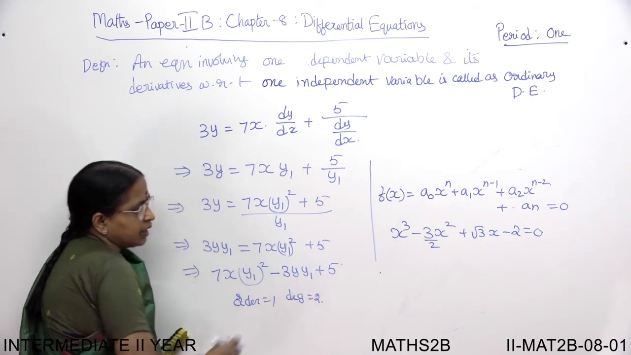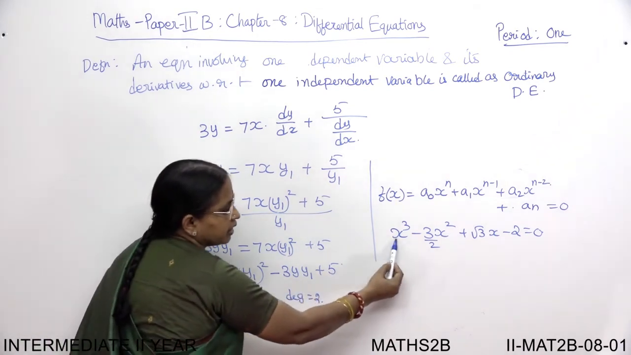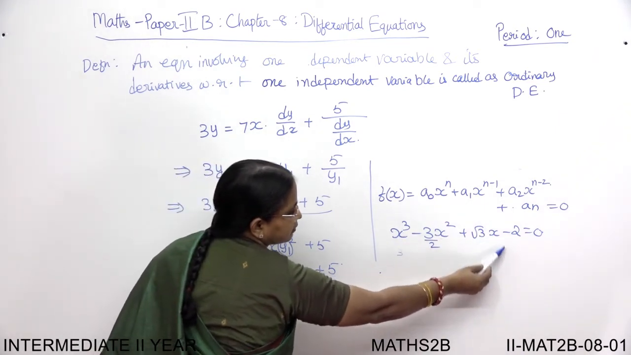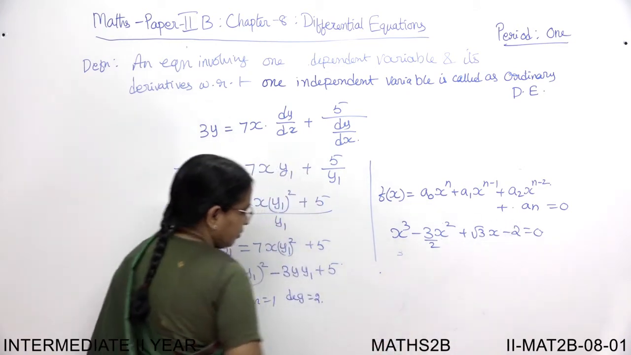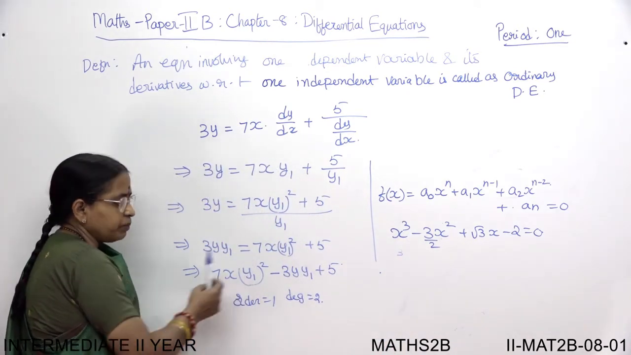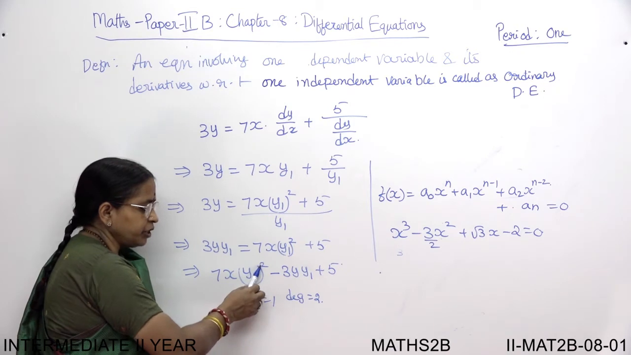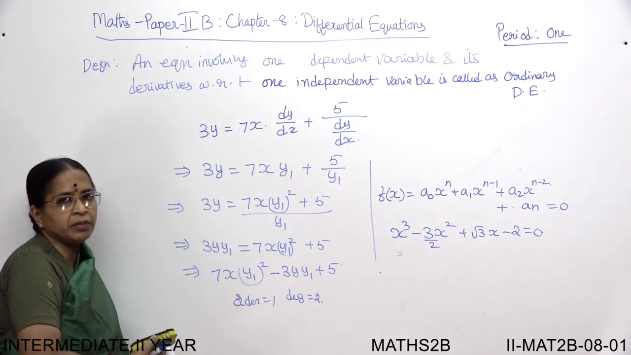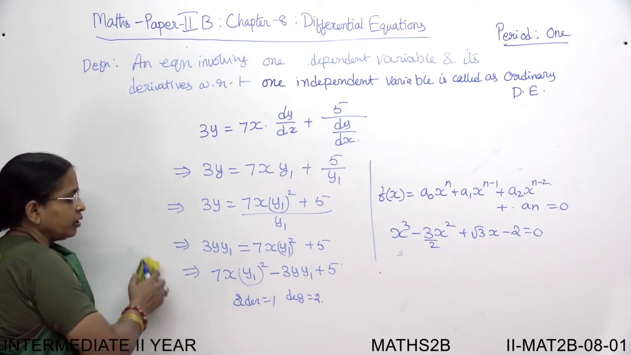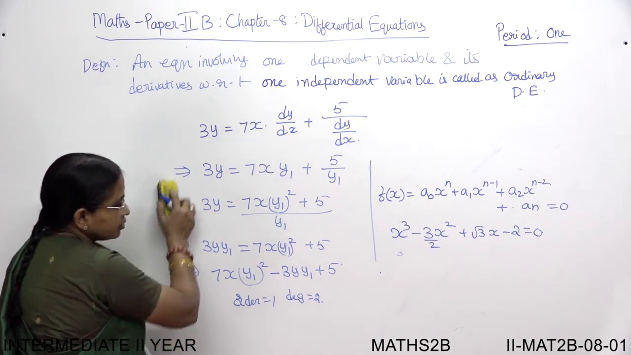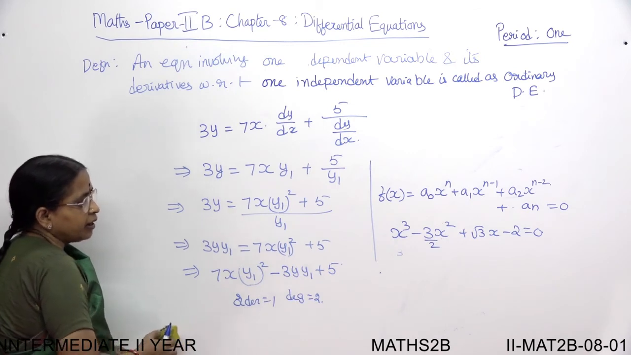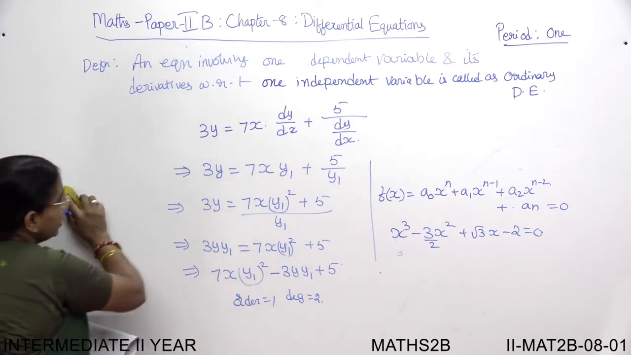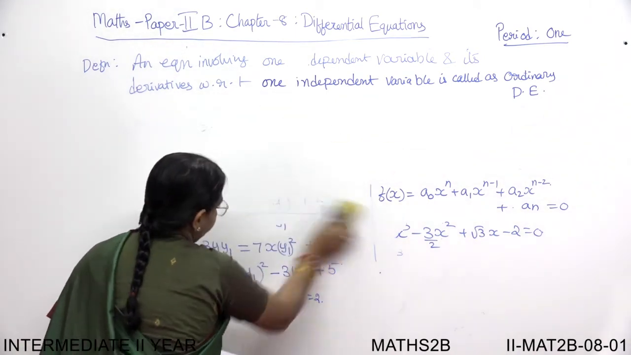Like in a polynomial, the degree of this term is 3, this term is 2, this term is 1, and this term is 0. In the same way here, the degree is the power exponent, and that exponent should not be a fraction. It should be an integer, not any rational or irrational number. This is how we find the order and degree of a differential equation. Okay, now I'll take another example.